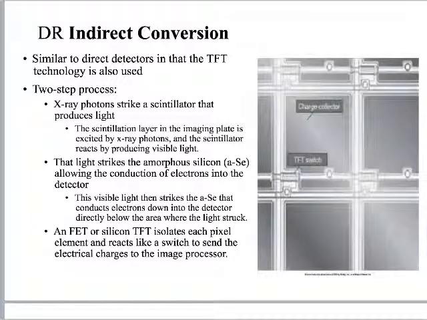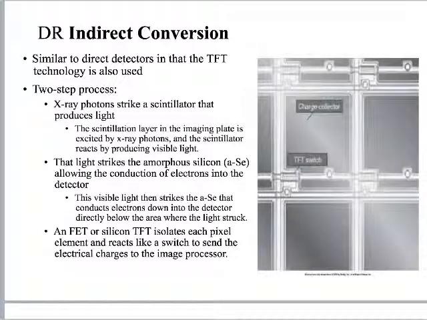So indirect conversion, how does this one work, right? It's using essentially the same process, but there's two steps. So with direct capture, X-ray photons hit the amorphous selenium, and it gives that information directly to the TFT, right? In indirect capture, there's a two-step process. The first thing the X-ray photon is going to hit is some kind of scintillator, like cesium iodide or gadolinium oxysulfide. They're going to hit a crystal that gives off light. So they hit this crystal, the crystal gives off light, and that light is then picked up by the TFT.